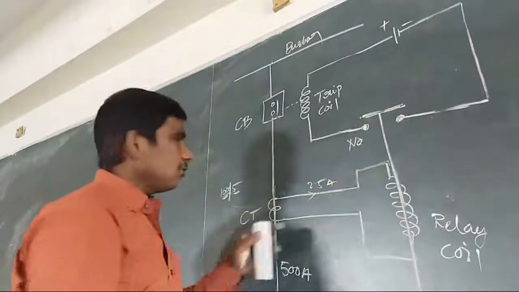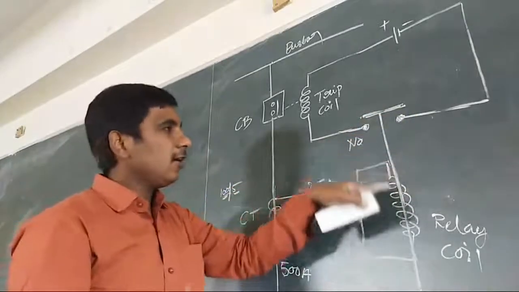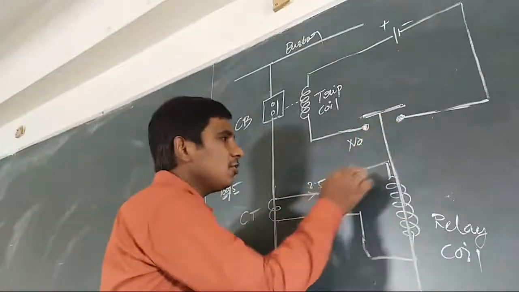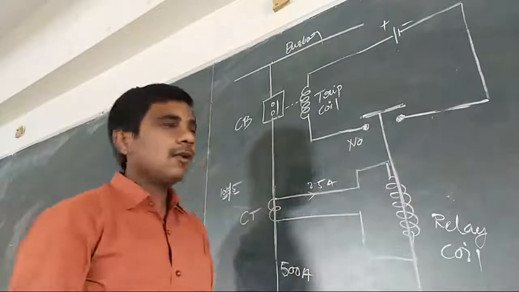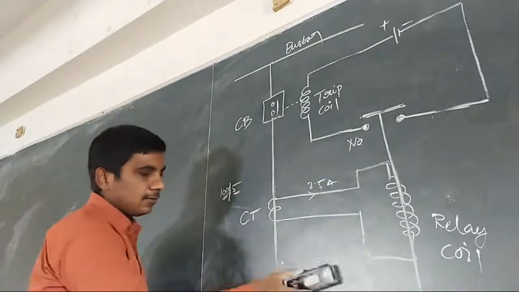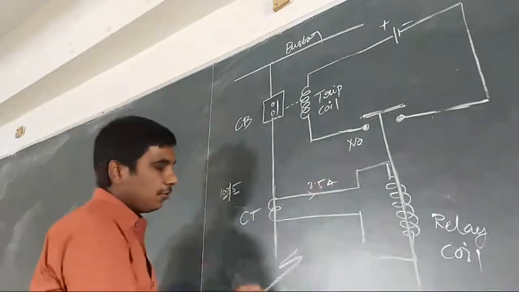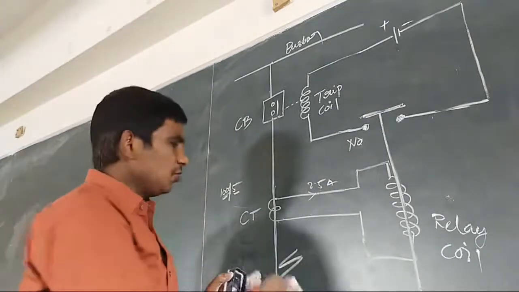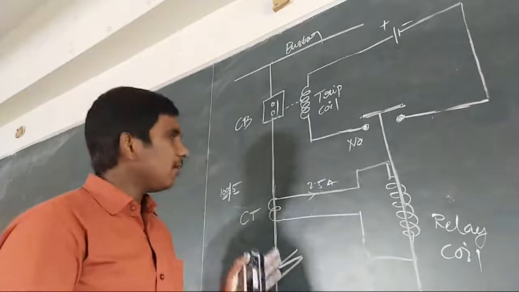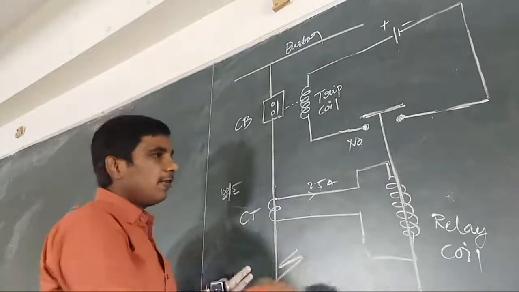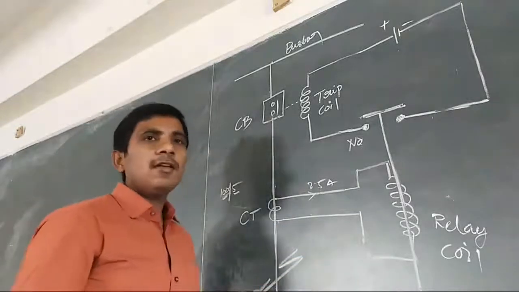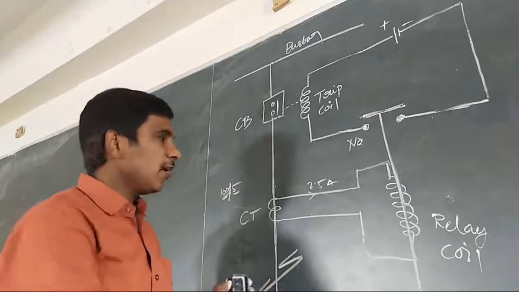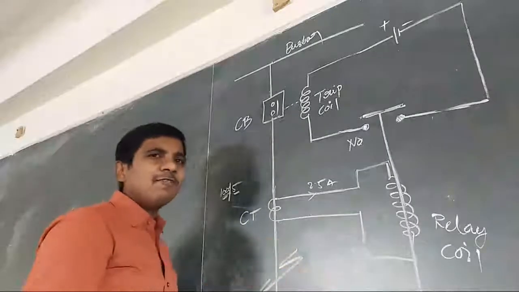Whenever normal coil current flows, this plunger will not move downwards. You understand that? 2.5 amps is not enough to move the plunger downwards. Whenever a fault occurs, the fault symbol is indicated like this. Whether the fault appears in the transmission line or on the load side, due to a short circuit or a line-to-line fault, fault current will flow. We can't predict the fault current.